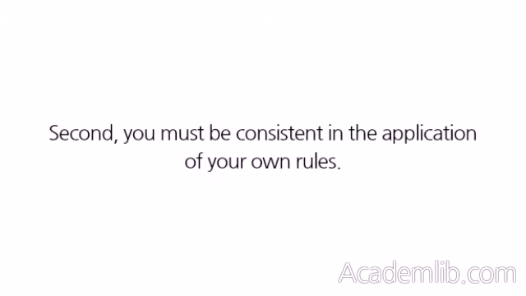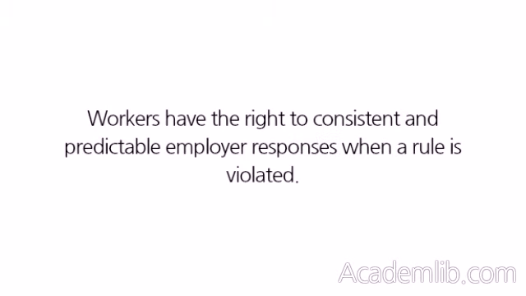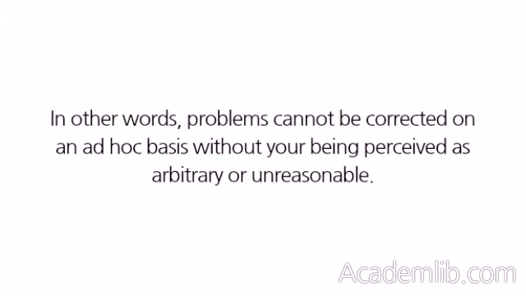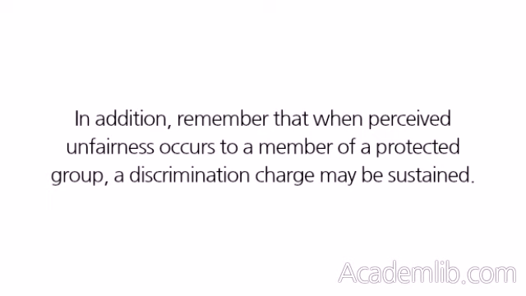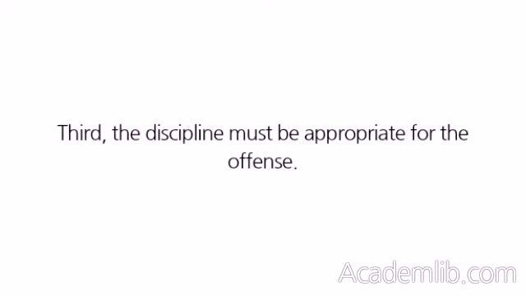Second, you must be consistent in the application of your own rules. Workers have the right to consistent and predictable employer responses when a rule is violated. In other words, problems cannot be corrected on an ad hoc basis without your being perceived as arbitrary or unreasonable. In addition, remember that when perceived unfairness occurs to a member of a protected group, a discrimination charge may be sustained. Third, the discipline must be appropriate for the offense.